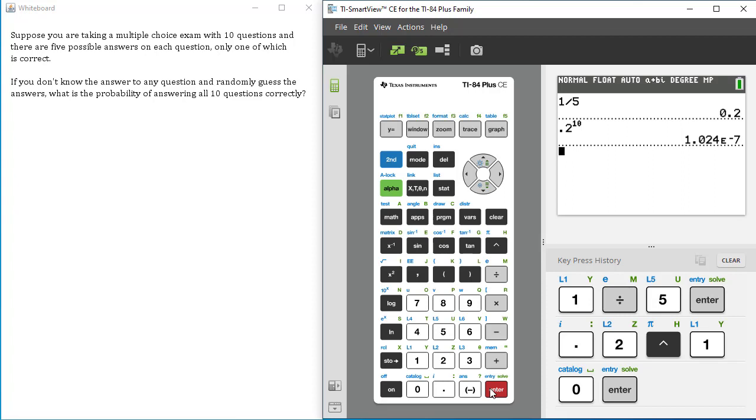Now, clearly, we know that probabilities can't be larger than 1. So why are we getting an answer of 1.024? Well, the answer is we're not. We're getting an answer of 1.024, and then this e minus 7 is the way the calculator represents scientific notation. So that means times 10 to the negative 7th power. So we really have 0.000, and there's 6 leading zeros, and then 1024. So it's a very small probability is what's happening here.